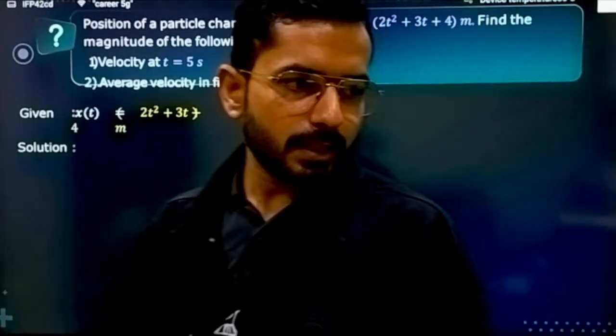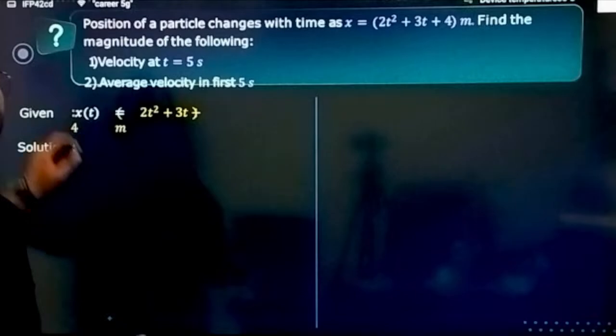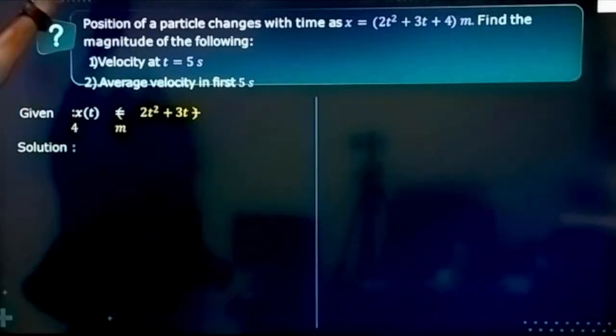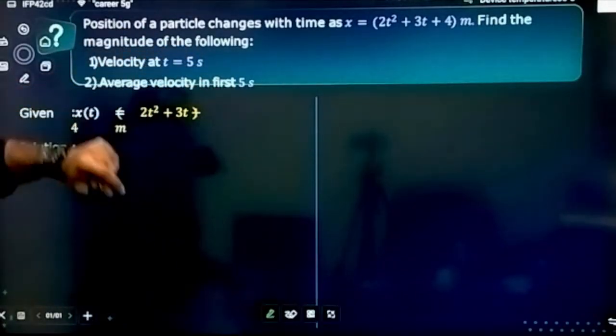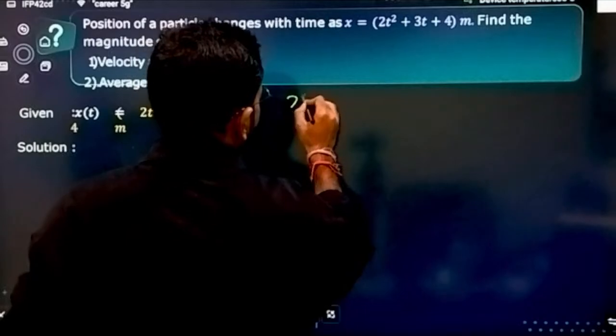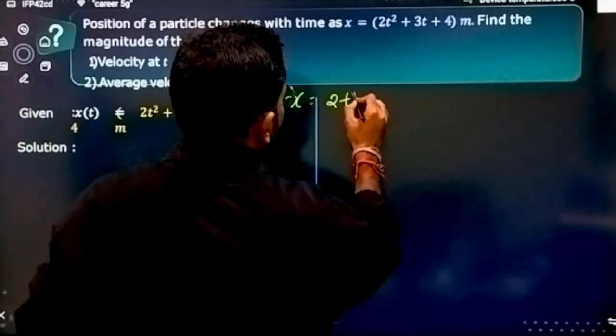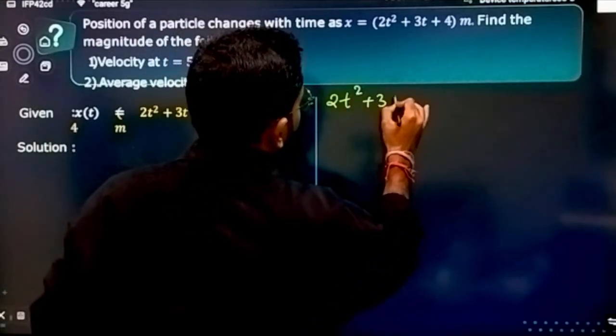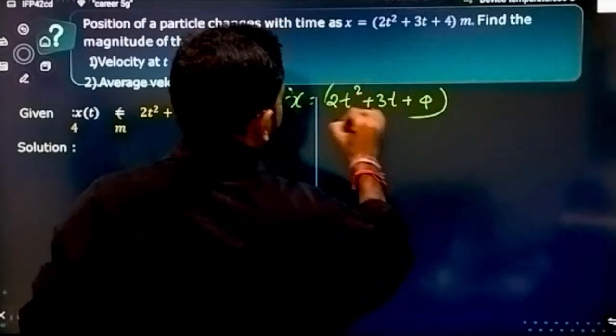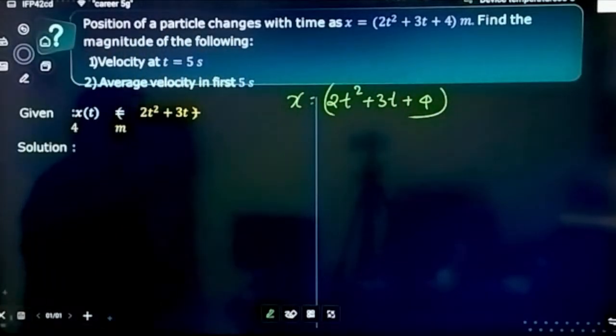Clear? Now let's see this question. What is the question saying? This is a good one. The position of a particle changes with time. A relation of position with time is given: x equals 2t square plus 3t plus 4. This is the relation that is given.